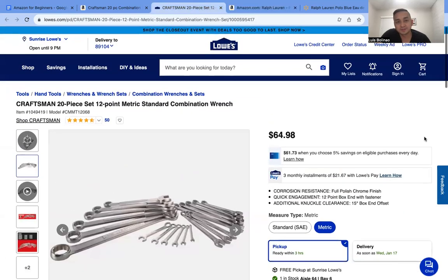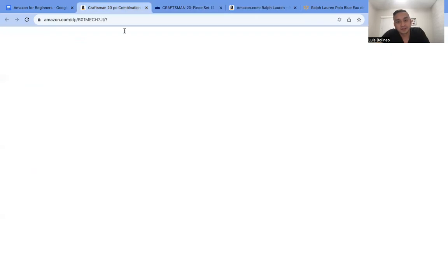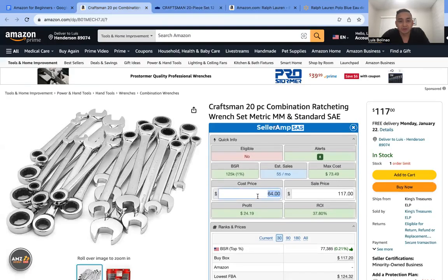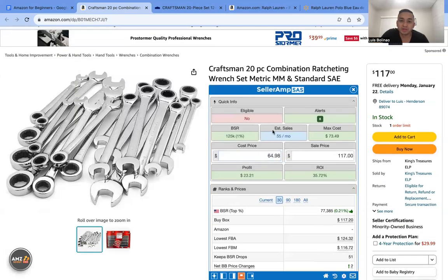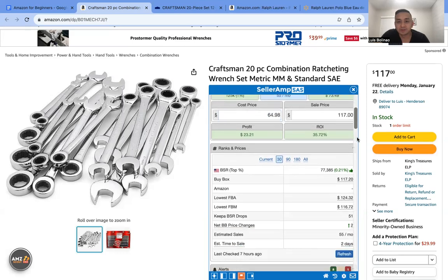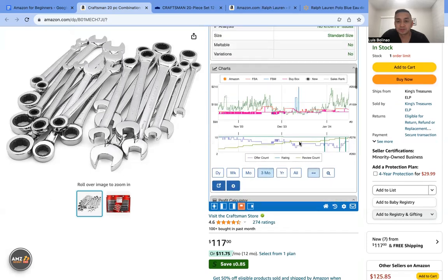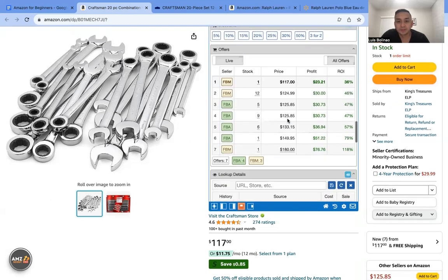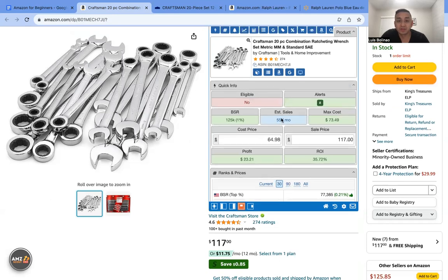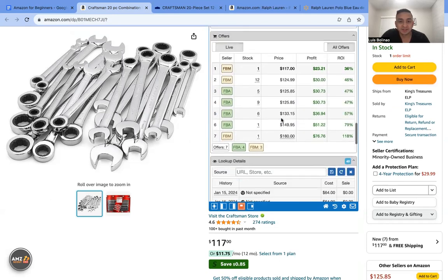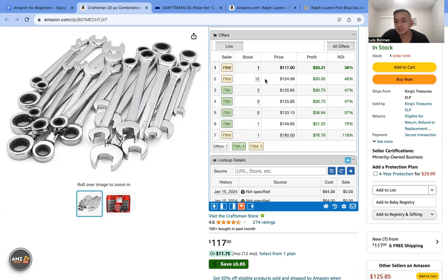And then this product from Lowe's. This product is $64.98. So again, I plug the price here, $64.98. And then I look at the sales per month, profit, ROI. This one is giving me $23 per sale, which is pretty good. This one is selling 55 times a month. And these are all the other sellers selling it.